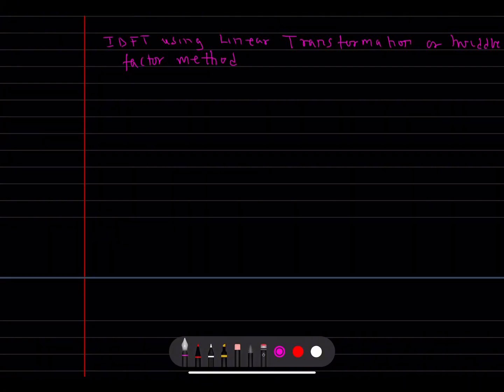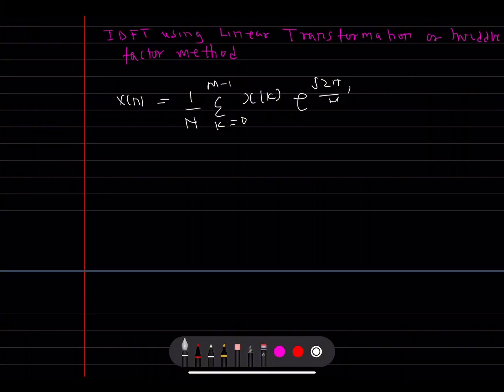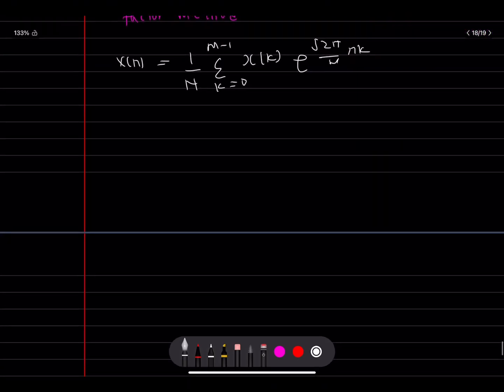You are welcome to today's tutorial. For today's tutorial, we are going to focus on how to find the inverse discrete Fourier transform using the Twiddle factor method, or the linear transformation method. So as we all know, x of n is equal to 1 over N, summation of k equals 0 to N minus 1, X of k, e to the power j 2 pi over N nk. And this is what we have done already.